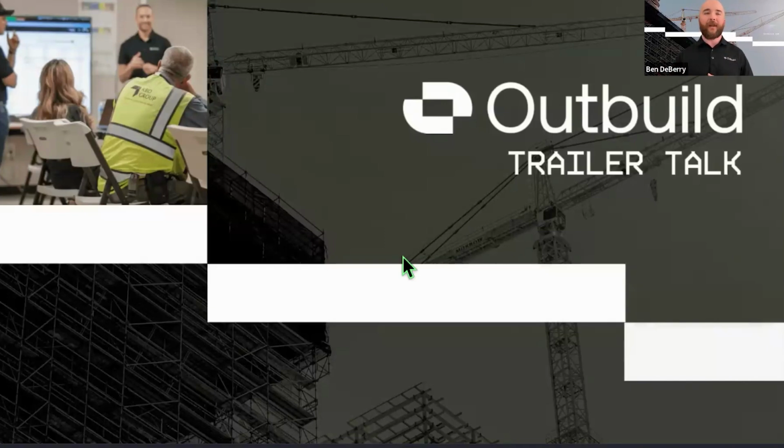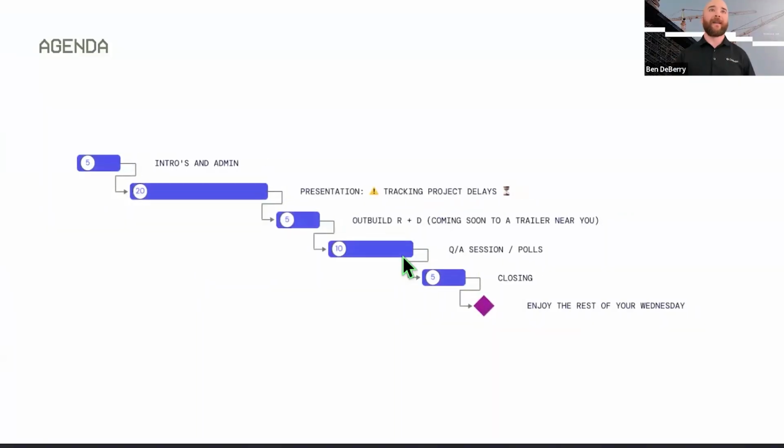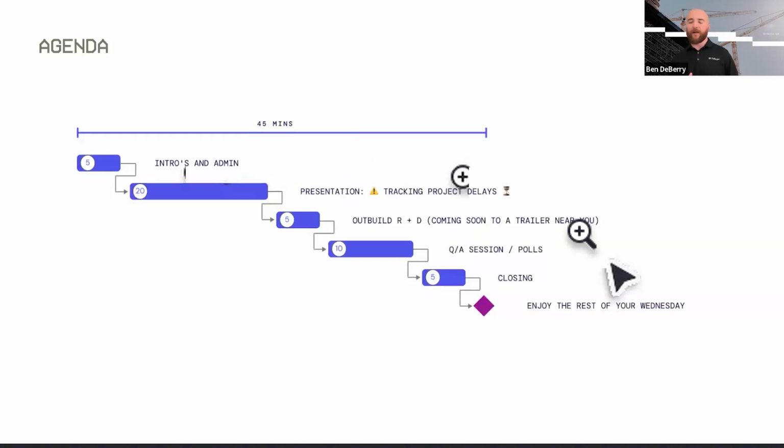So this is this month's trailer talk. Again, we're going to be talking about managing and tracking delays in Outbuild. Let's look at our agenda. We'll go through a quick round of intros. We've got 4 panelists with us, and I'll be hosting today. Then we've got our presentation. Then we'll show you some of the research and development and latest updates that we have. We'll have a few moments for open questions, and then we'll wrap things up and let you enjoy the rest of your Wednesday. We have 45 minutes allotted here, so we may go over a little bit if need be.